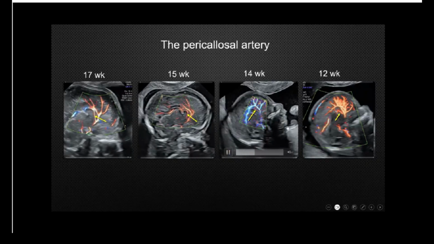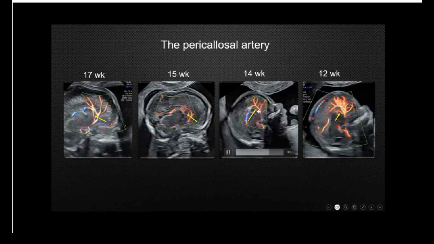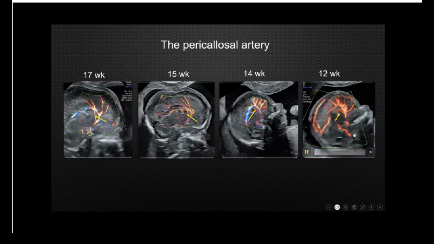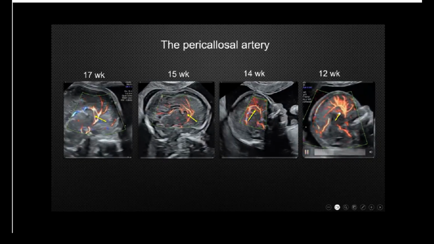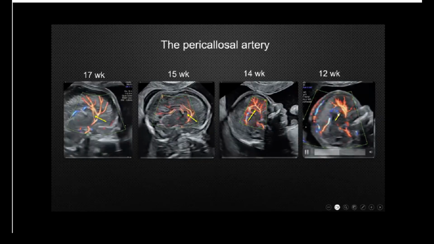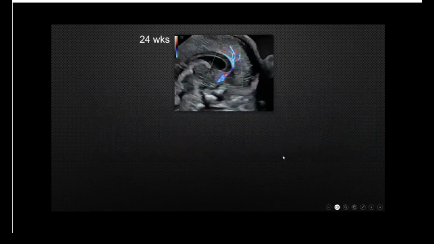At 14 weeks, again, the same point, you recognize the corpus callosum, you see the small branch, which is the actual pericallosal artery, and above it is another branch, which is the callosomarginal artery, and this is the one that sends the bifurcation. And actually, if you look at 12 weeks, you see again, not the big artery that sends all its bifurcation, but only the small branch which touches the corpus callosum. This is the pericallosal artery.